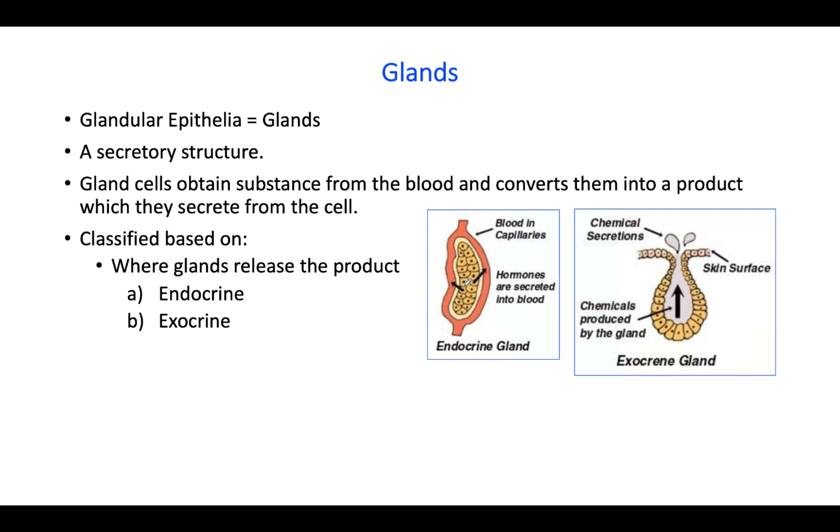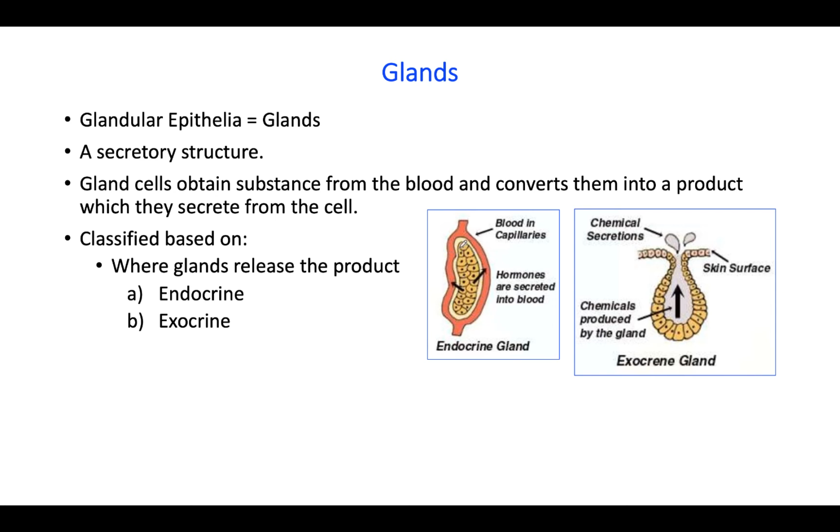So glands are classified by the site of release, in other words, where the gland releases the product. Based on that criterion, glands can be classified as endocrine glands or exocrine glands. The left panel shows an endocrine gland, the right panel shows an exocrine gland. An endocrine gland is a ductless gland. This part we call a duct, D-U-C-T, and here there is no duct. So we call this a ductless gland.